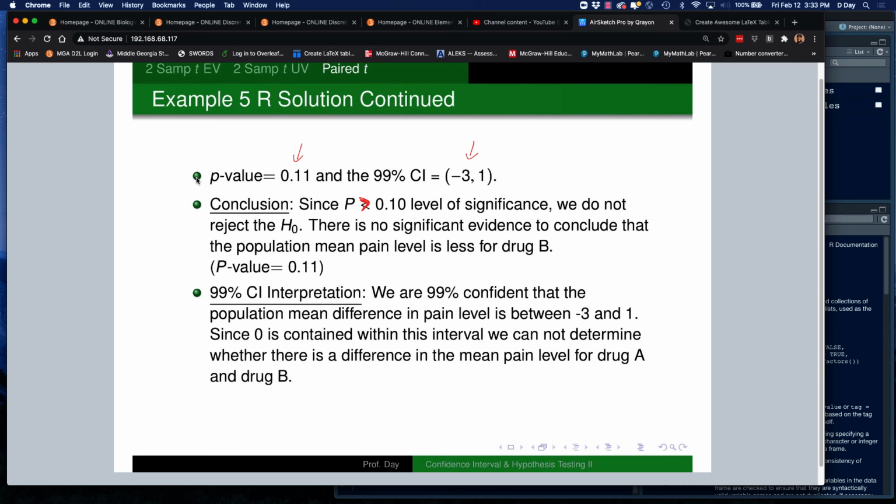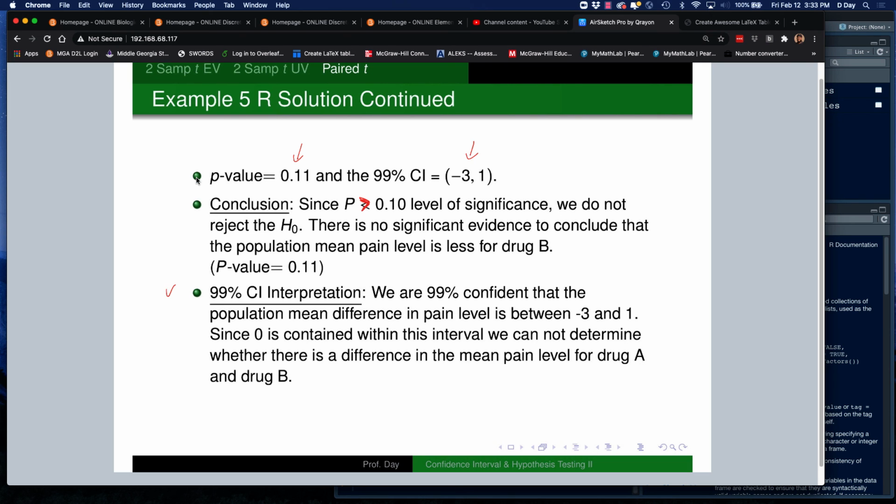The interpretation for the 99% interval would be: we are 99% confident that the population mean difference in pain level is between -3 and 1. Since 0 is contained within this interval, we cannot determine whether there is a difference in the mean pain level for drug A and drug B.